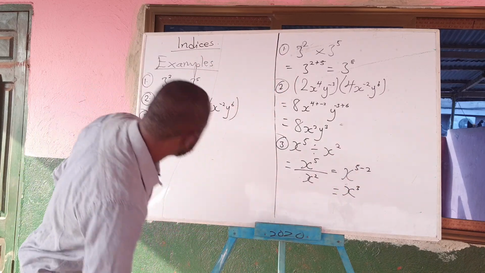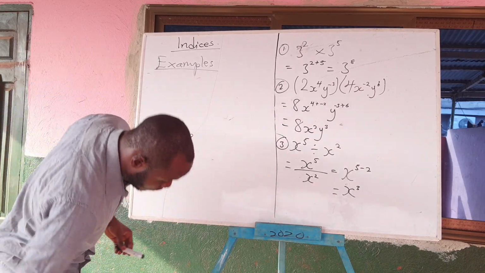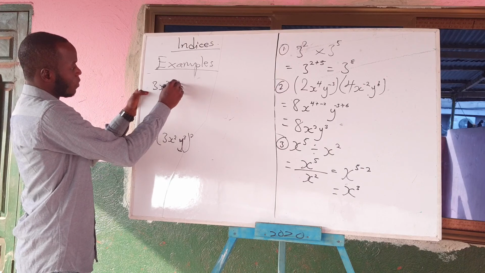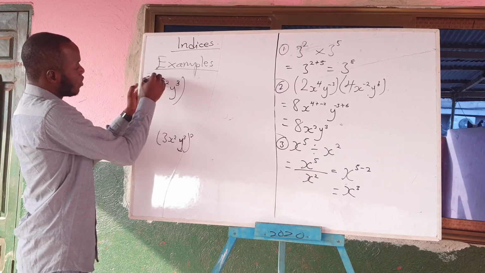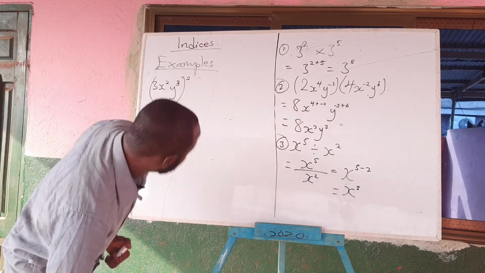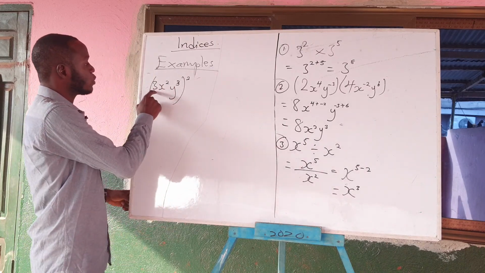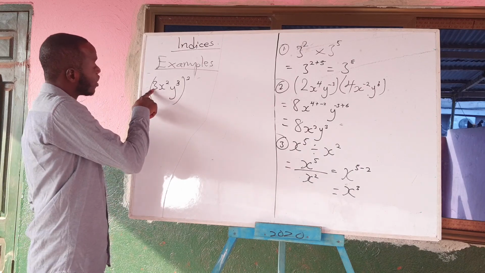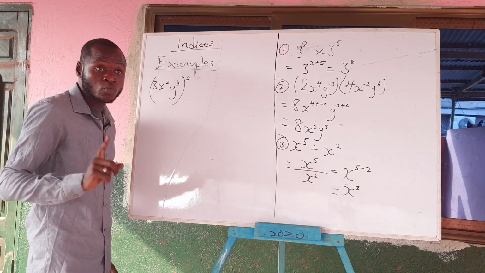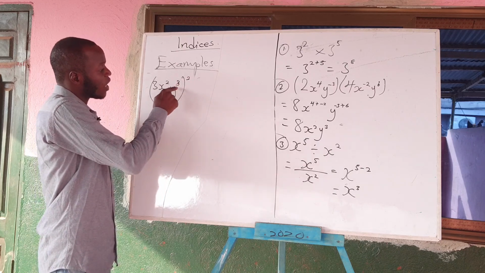The last question which we have on the board says that we have 3x to the power 2, y to the power 3, all in brackets, and then they have an exponent of 2. What this means is that this exponent is affecting every exponent in this bracket. So we have this 3. Don't forget that in one of the notes that we took, when a number is standing alone without any assigned exponent, it means it is raised to the power 1. And this one has the exponent of 2, and this one has the exponent of 3.